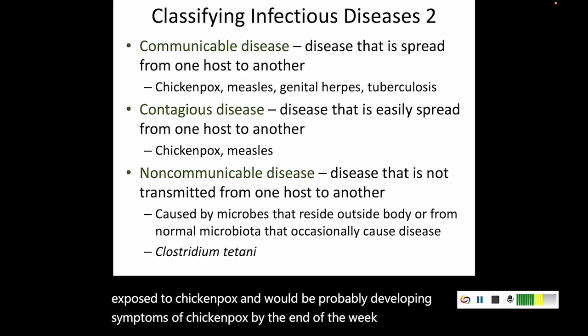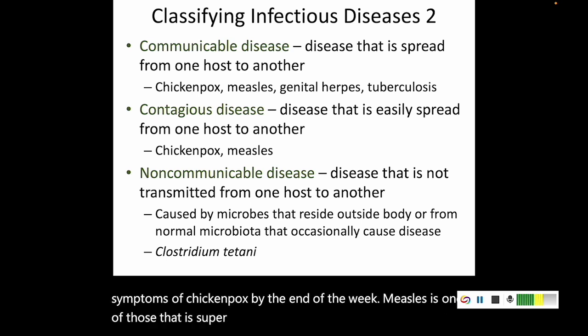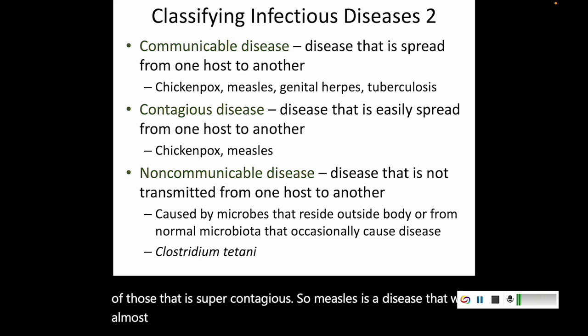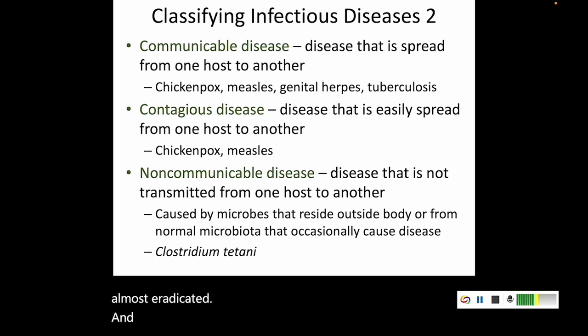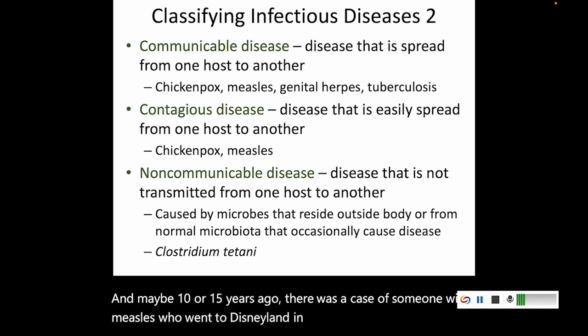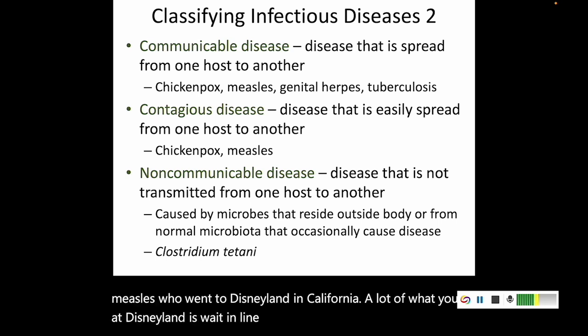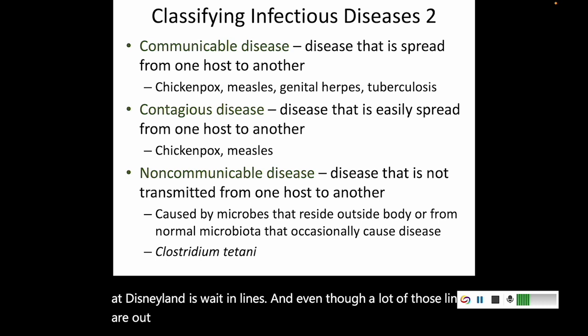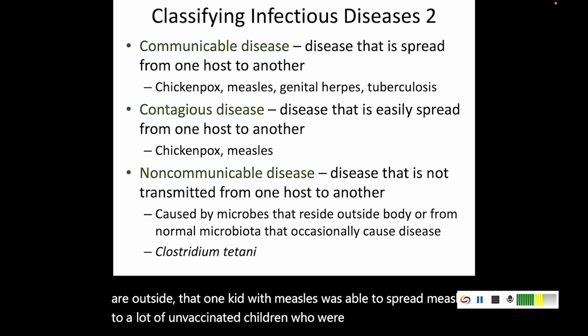Measles is one of those that is super contagious. So measles is a disease that was almost eradicated. And maybe 10 or 15 years ago, there was a case of someone with measles who went to Disneyland in California. A lot of what you do at Disneyland is wait in lines. And even though a lot of those lines are outside, that one kid with measles was able to spread measles to a lot of unvaccinated children who were also visiting the park.